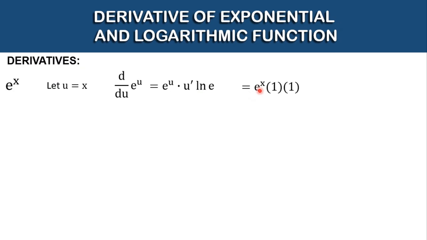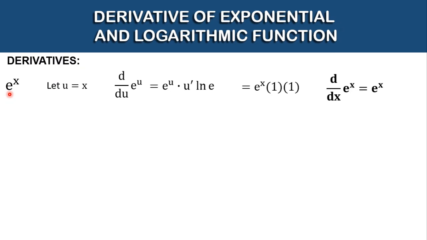Next, we have e raised to x. So isa-substitute na natin kung ano yung value ng ating u, which is x. So we have e raised to u dito, so dito meron tayong e raised to x. Yung u prime natin, which is the derivative of u, is x, and the derivative of x is 1. So we have 1 here. And yung 1 dito, mula siya sa natural logarithm of e, so this is equivalent to 1. So the derivative of e raised to x is itself, e raised to x also. This is the guide that we're gonna be using when dealing with problems involving e raised to x.